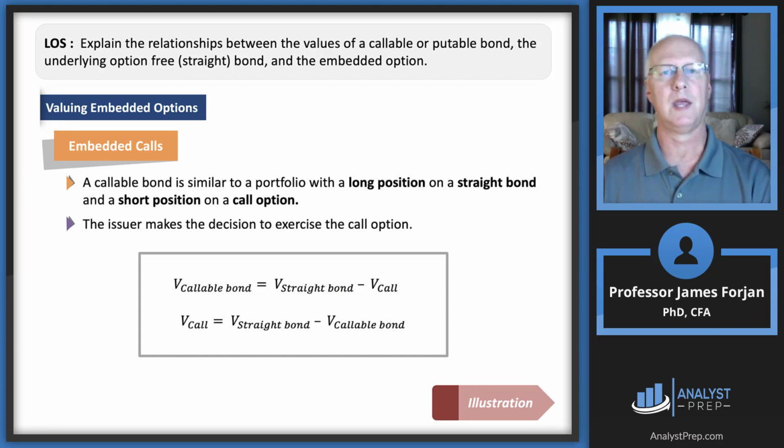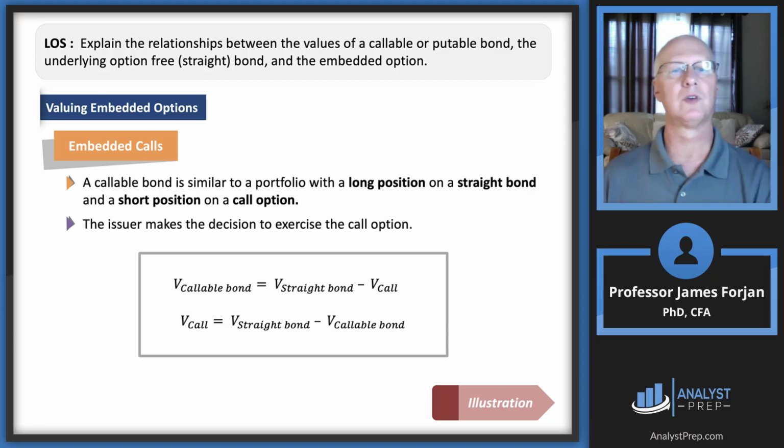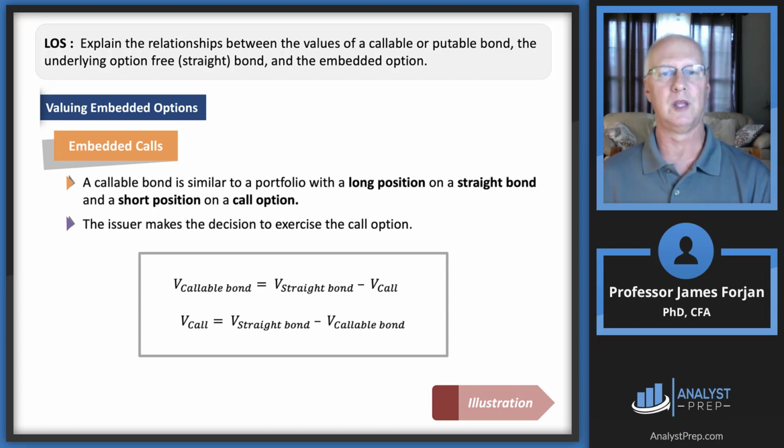All right, so let's go ahead and try to match what we know from before, an option-free bond, with bonds that have embedded options. So let's start with an embedded call option. All right, you ready for this? A callable bond is similar to a portfolio. I love this. This is why I tell my students that the study of derivative contracts and derivative securities is so valuable, because essentially what we're doing is we're just forming a portfolio with a regular old option-free bond and a call option. So a long position on a straight bond and a short position on the call option.